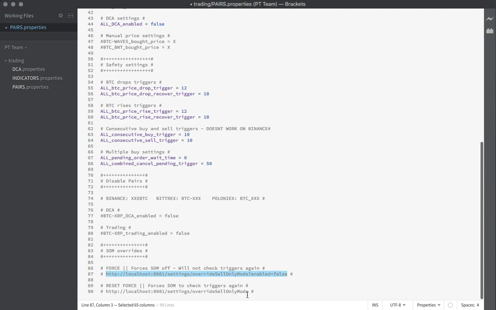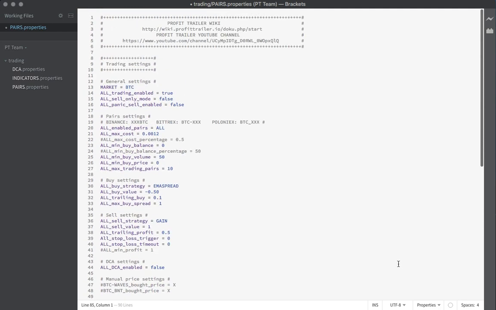And then you have this other one here that if you copied and pasted in your browser, it would disable the sell-only mode override, and then it would allow your sell-only mode to activate according to your triggers. So that, ladies and gentlemen, is the pairs properties file. Quick review.